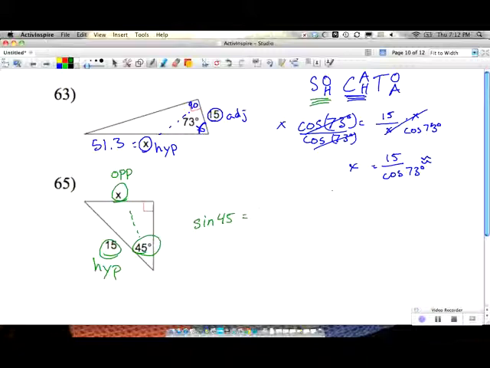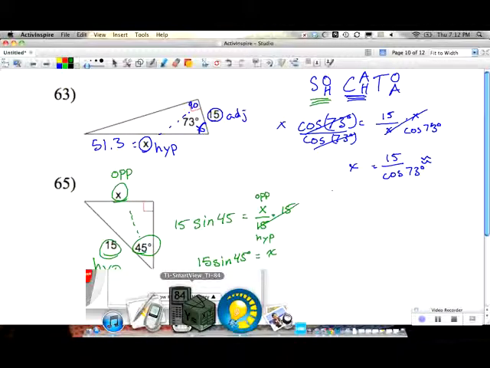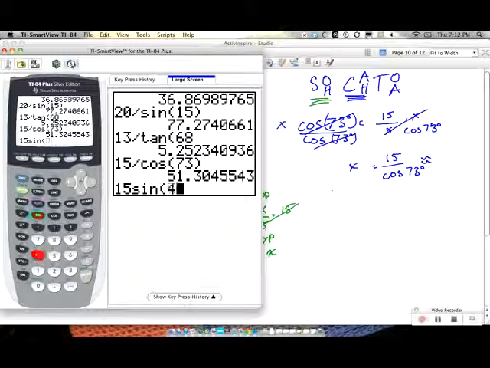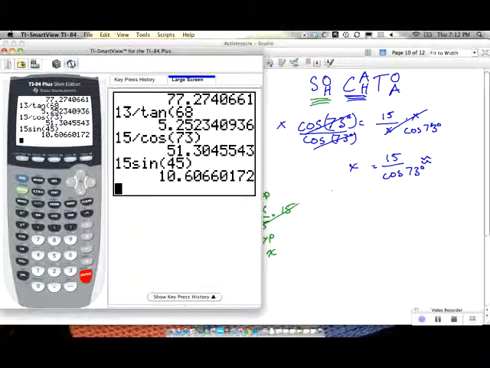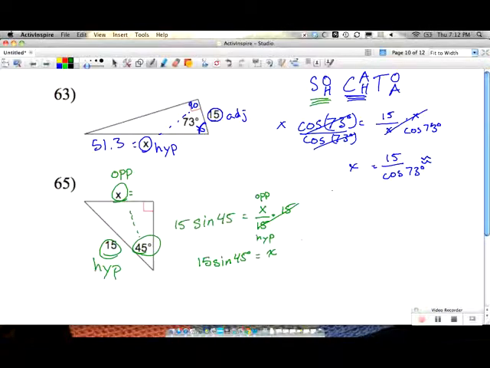To get that x by itself, we're going to multiply both sides by 15. 15 over 15 simplifies, and we just have 15 sine 45 degrees equals x. Let's calculate that. 15 sine 45 degrees, and we get 10.6. So x right here approximately equals 10.6 as a decimal approximation. Let's try another one.